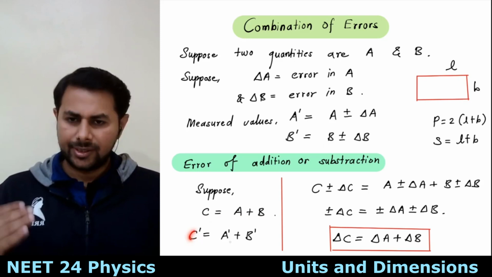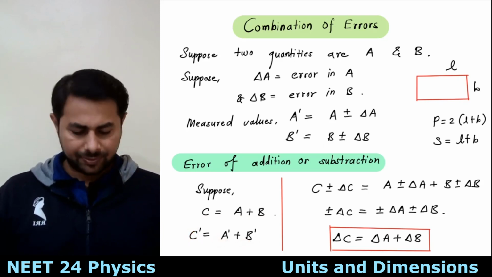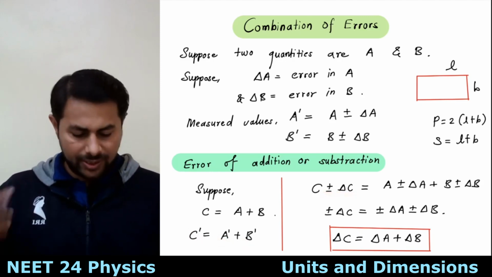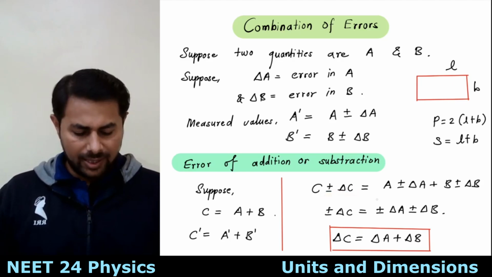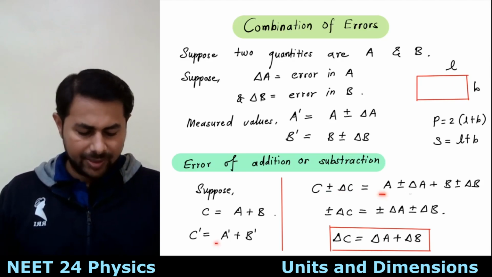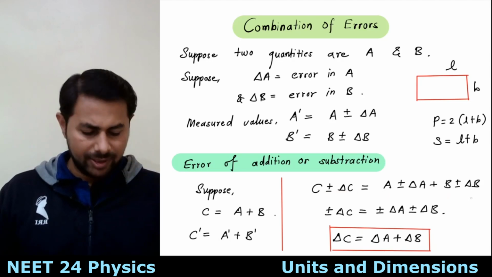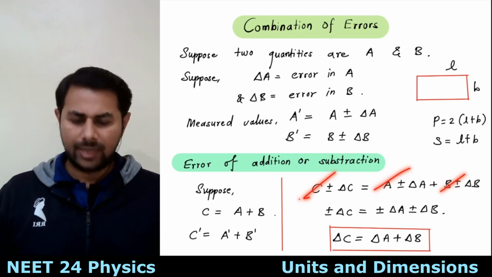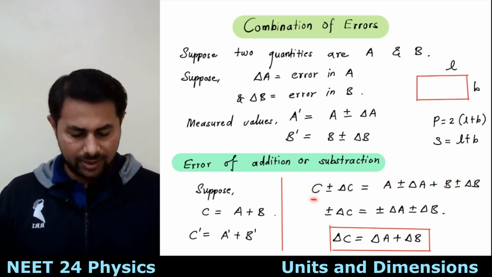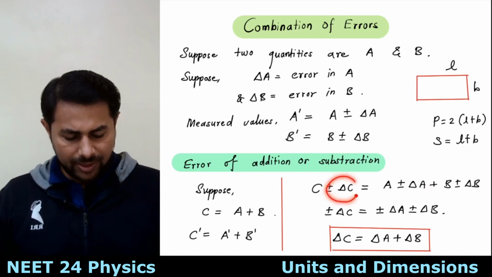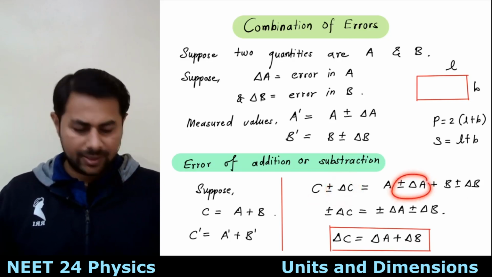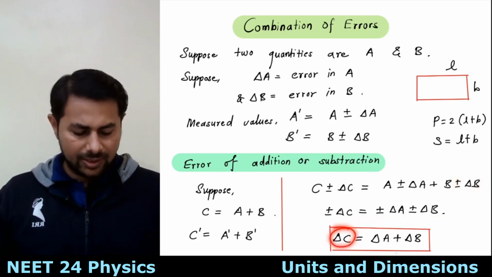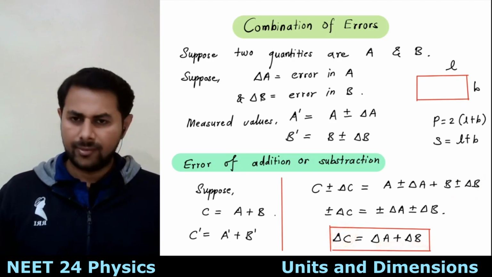Let's call it C dash. C dash will be equal to A dash plus B dash. Then what you do is you write C dash as C plus minus delta C, and you put A dash is A plus minus delta A, B dash is B plus minus delta B. Then you just cancel out the C with A plus B, because C is equal to A plus B, and then you get plus minus delta C is equal to plus minus delta A plus minus delta B, okay. And therefore what is delta C? It is delta A plus delta B, right.